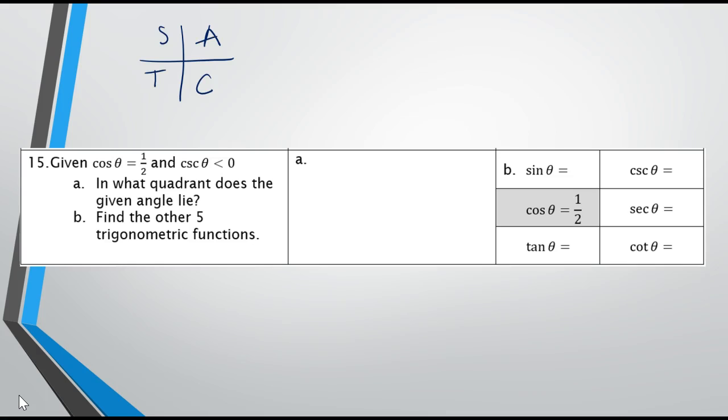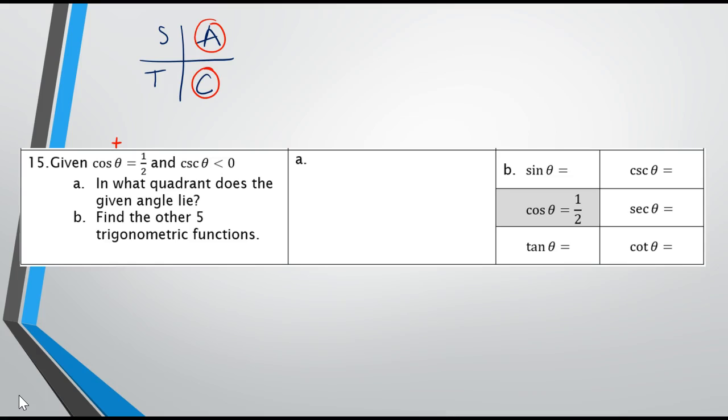So even though it doesn't tell me that cosine is positive or negative, it tells me that it's 1/2 and I can tell that that's a positive number. So the first thing I'm going to do is figure out which quadrants cosine is positive in. And that would be in quadrant 1 and quadrant 4, because the A stands for everything being positive and the C stands for cosine being positive.